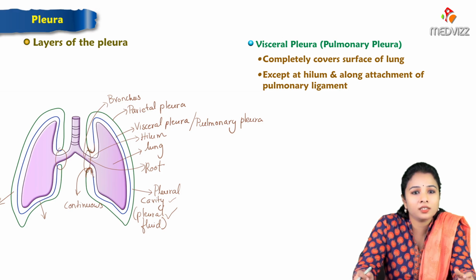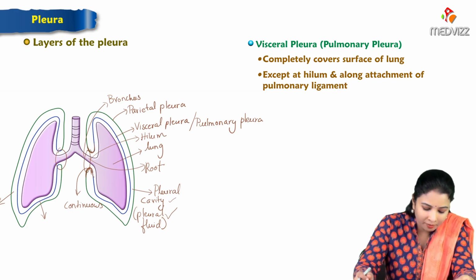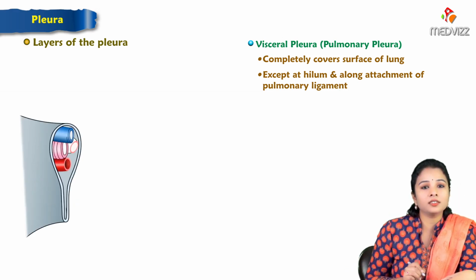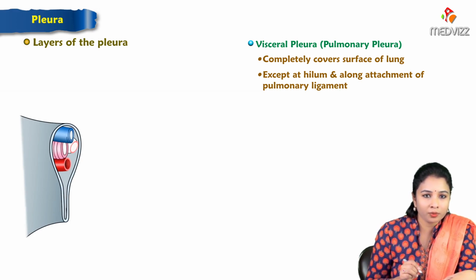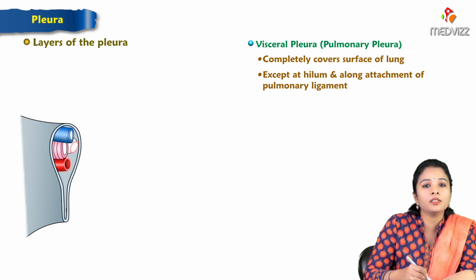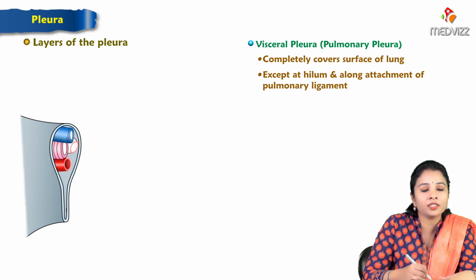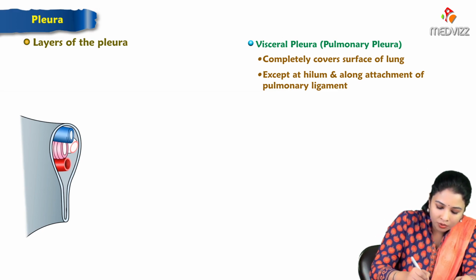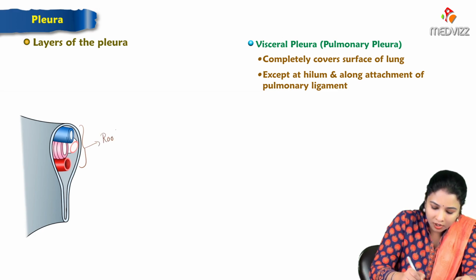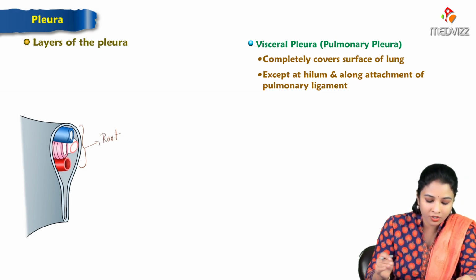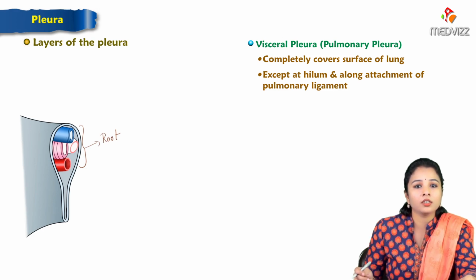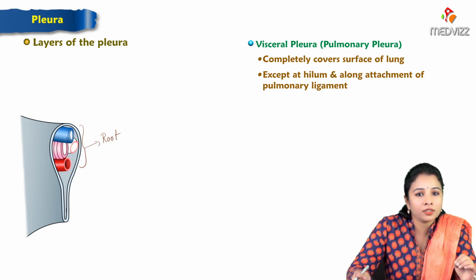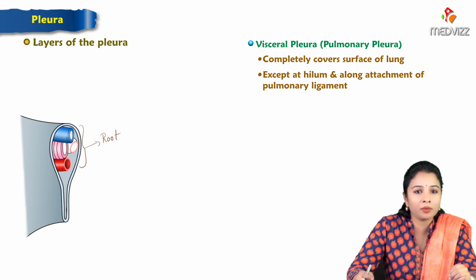It goes along the attachment of the pulmonary ligament. Here this is the image of the visceral pleura. We can see the parietal pleura gets reflected to form the visceral pleura at the root of the lung. Here is the image of the root of the lung. These are the structures forming the root of the lung which go inside and come out of the lung at the hilum of the lung.